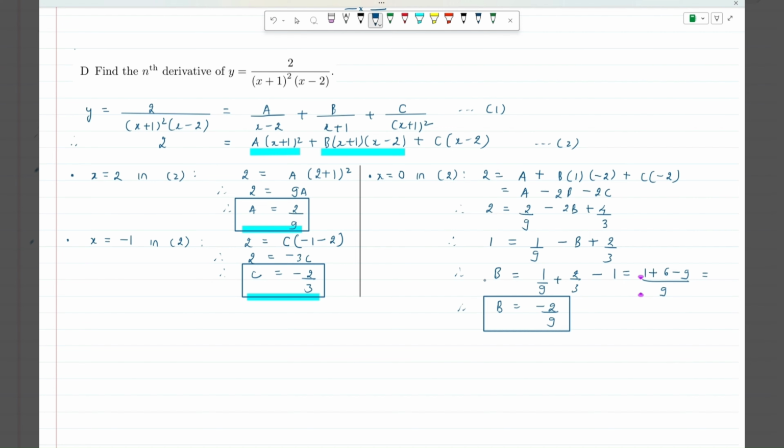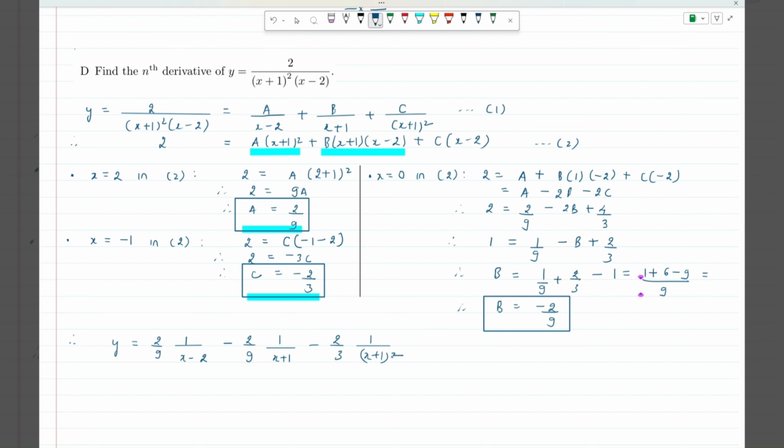So putting these values back in equation number 1, we can say that y is equal to 2 over 9 into 1 over (x minus 2) minus 2 over 9 into 1 over (x plus 1) and minus 2 over 3 into 1 over (x plus 1) whole square.